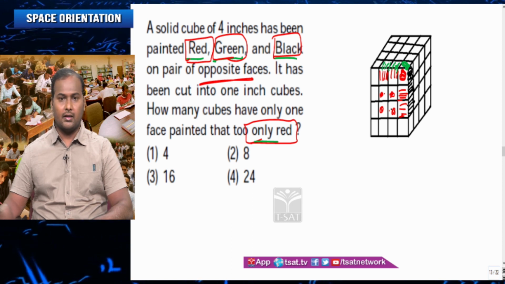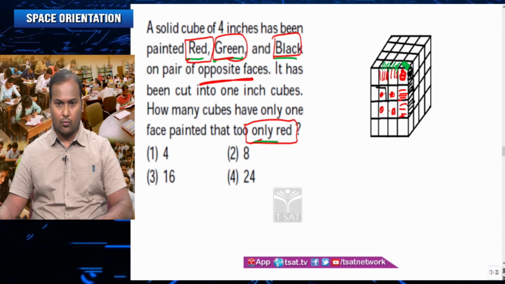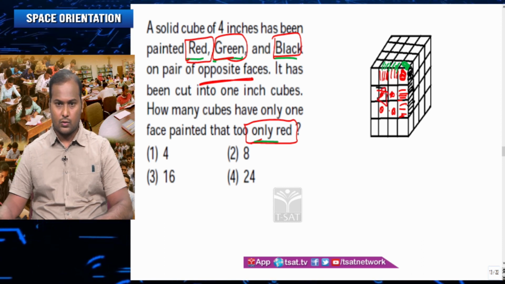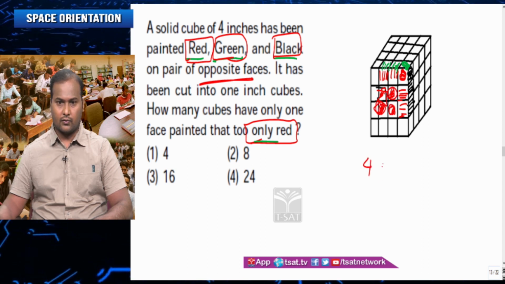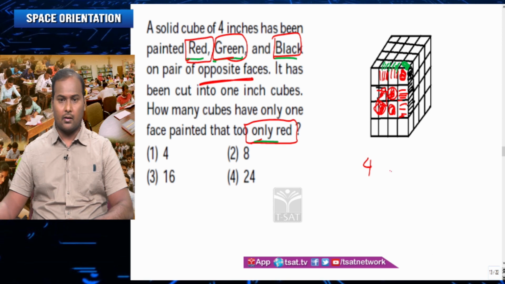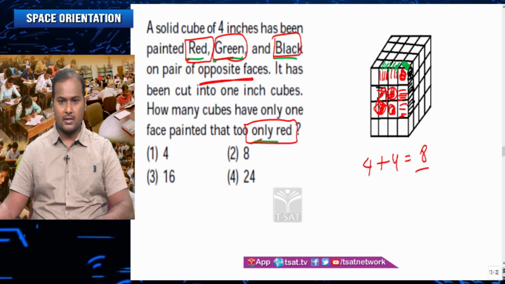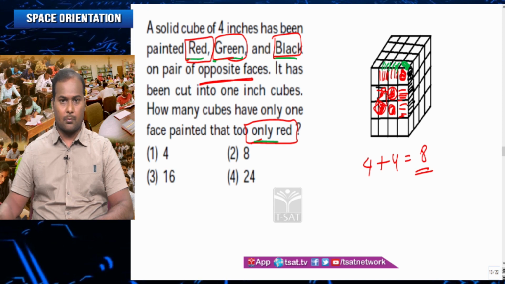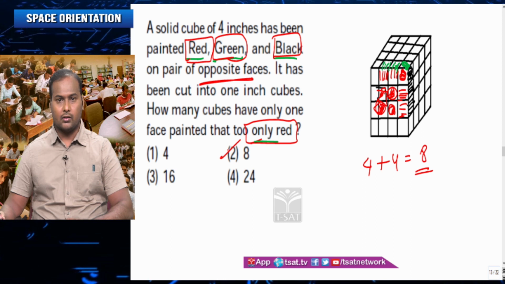The red is in the front and back. Only red front is how many? 4. That is 1, this 1, 2, 3, 4. So front is 4. Obviously back is also red. So back is also plus 4. That is total answer is 8. Front plus 4 and back plus 4. Only red, your answer will be 8.